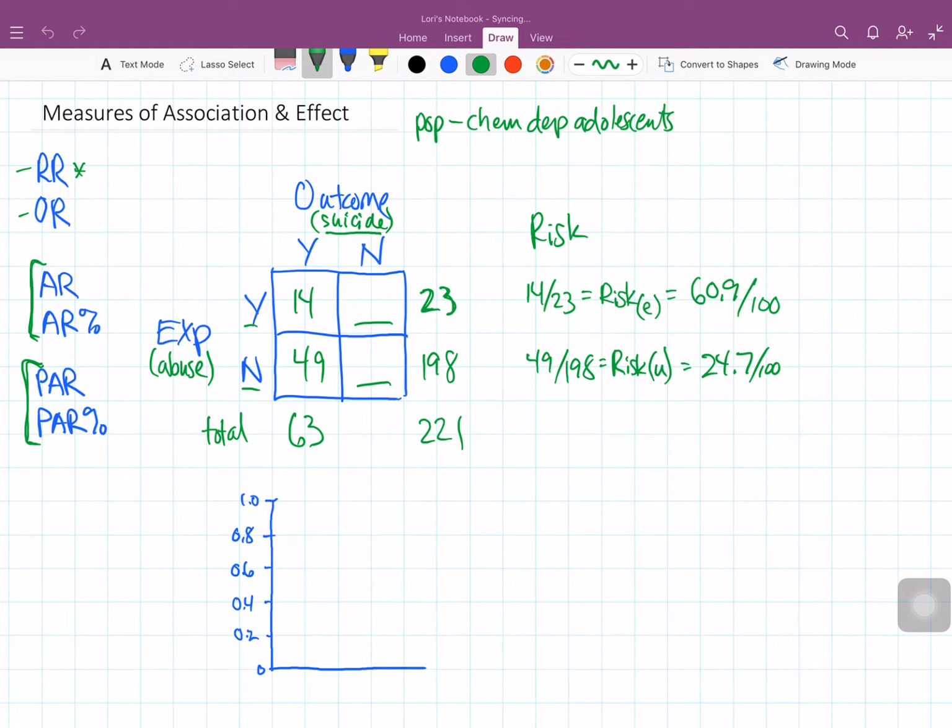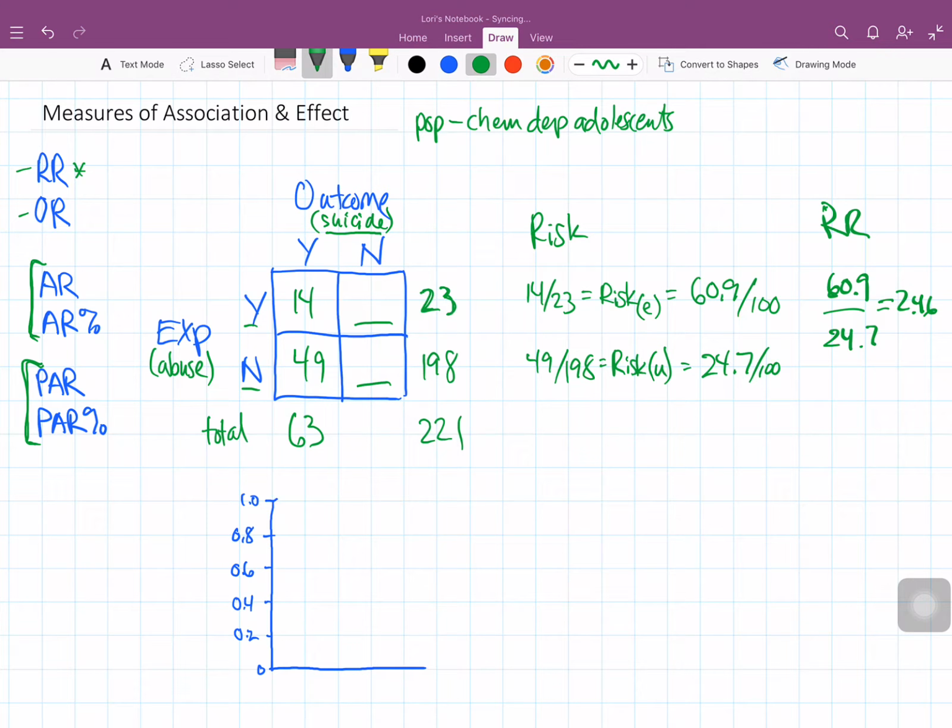Now our relative risk then, remember, and I'll just put it over here as a reminder, is equal to 60.9 divided by 24.7, which is equal to 2.46. So that's our relative risk.